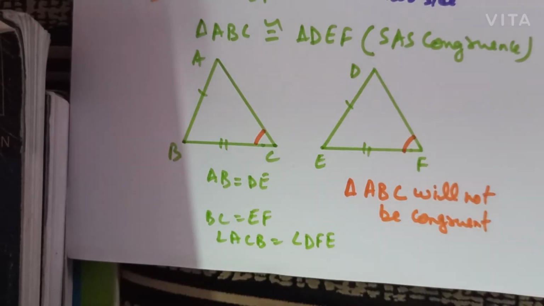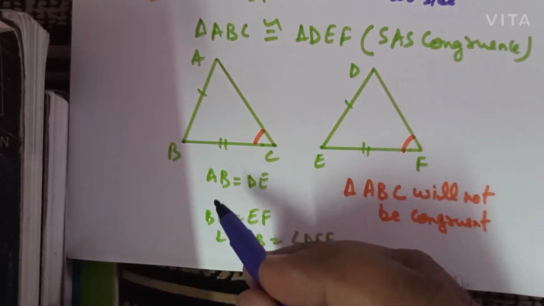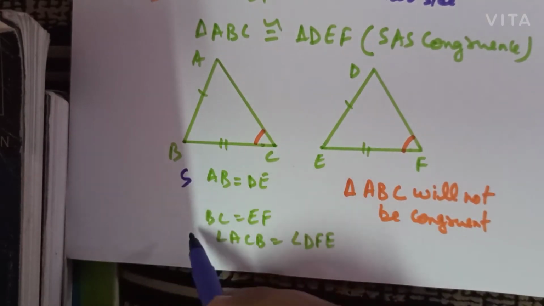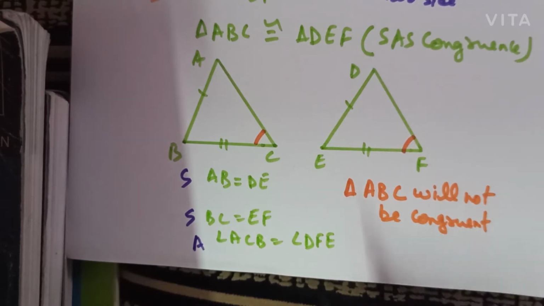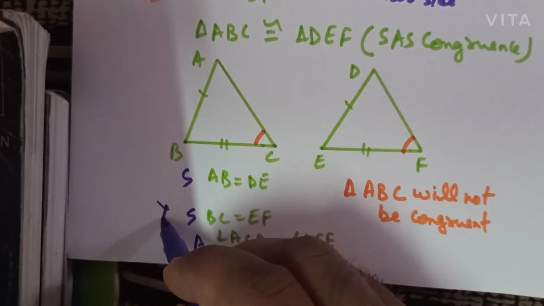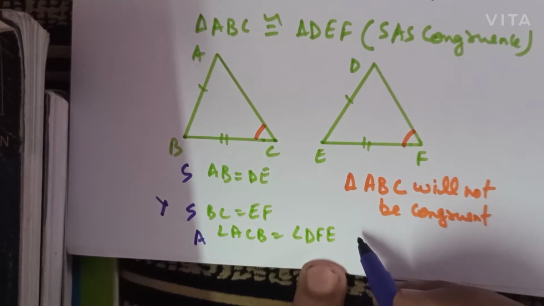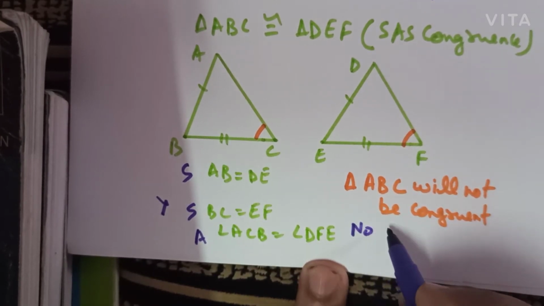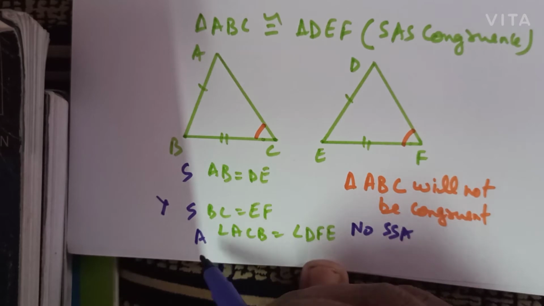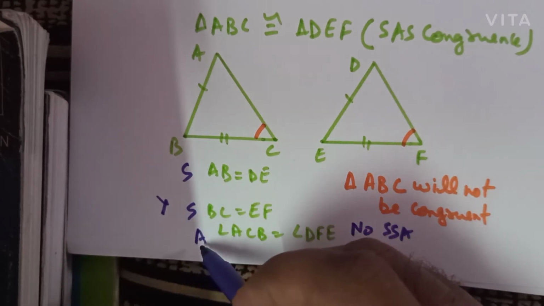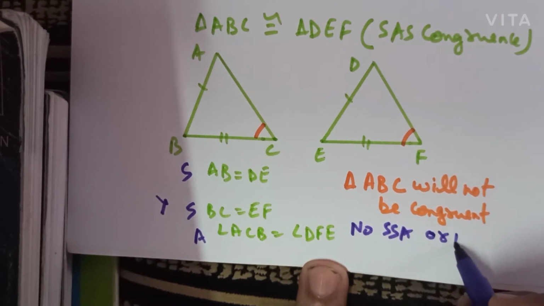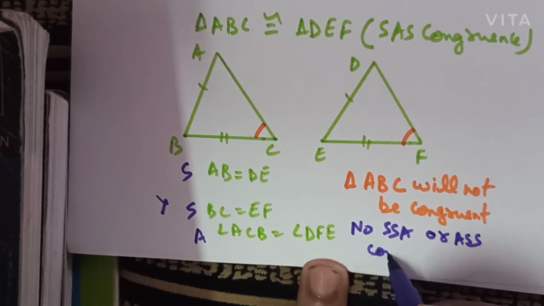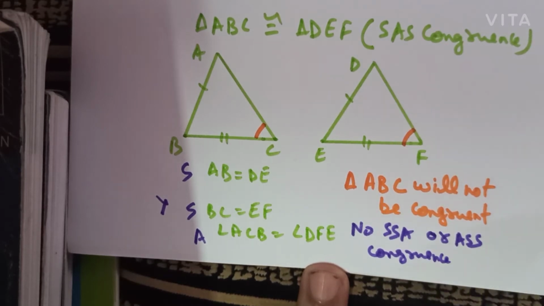And one more thing we can deduce from here: there is no such congruence condition as side-side-angle. No SSA congruence condition, or ASS. If we are moving from down to left, the angles are considered first, or ASS congruence condition. Okay, there are only 5 criteria.